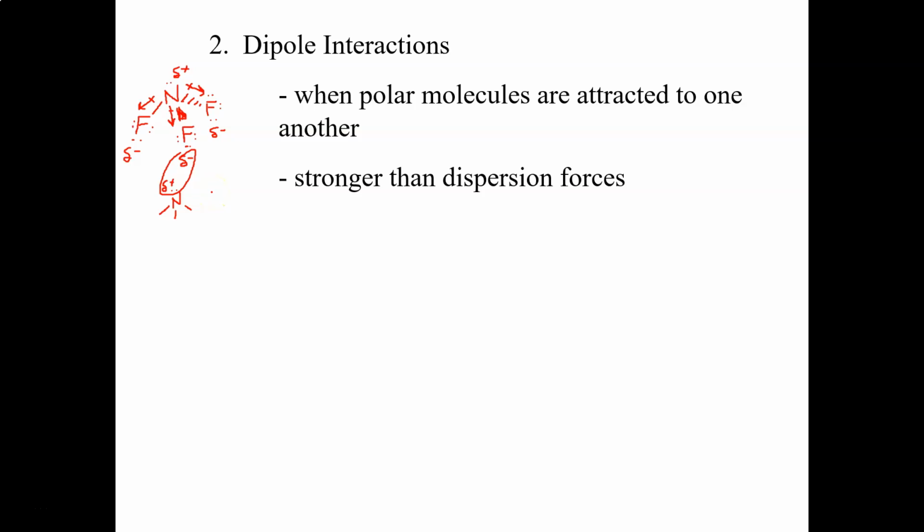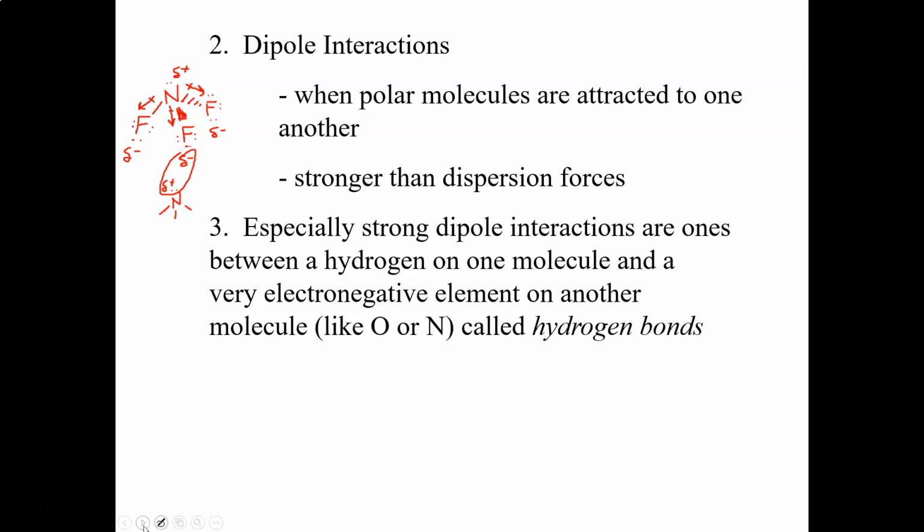That's going to hold those NF3 molecules together a little bit stronger than dispersion. And a little bit stronger than that is something we call a hydrogen bond, although it's not a true bond, so don't let the name fool you. It's still just an intermolecular force, but it happens to be an especially strong one because it occurs between a very electronegative element, like O or N or F, and hydrogen. Okay, so what would that look like?